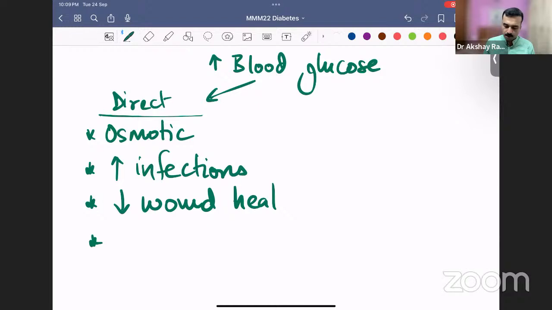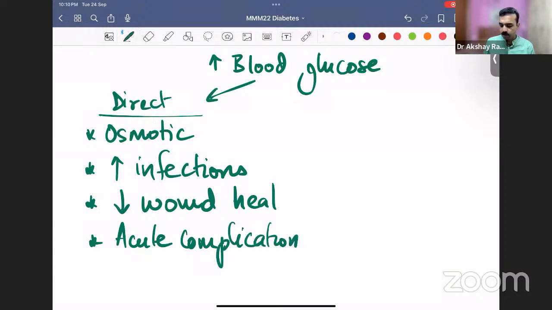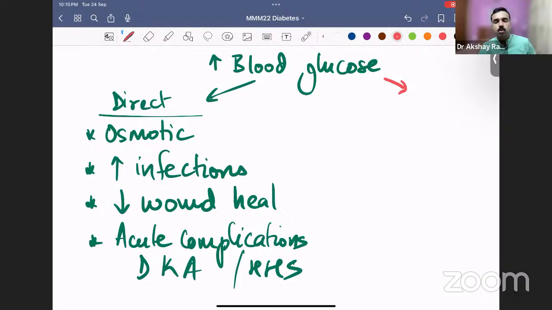And finally, acute complications. Because of high blood glucose, acute complications like DKA and HHS. These are the acute complications as a result directly because of high blood glucose levels. What about indirect effects? Indirectly, so what if the blood glucose levels are high?